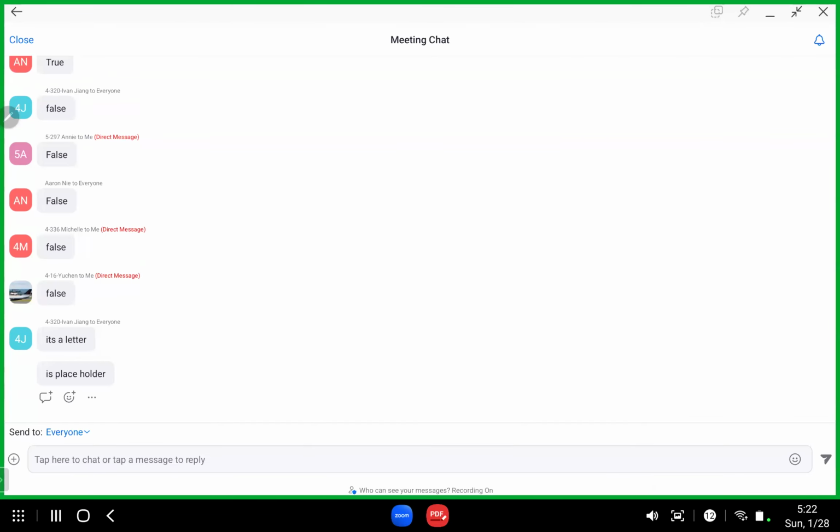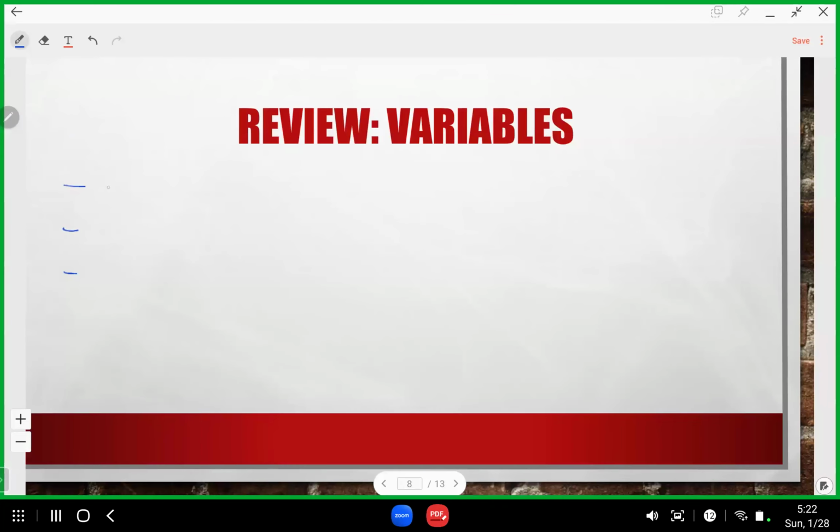So let's see. Yeah, it's a placeholder. Very good. So Ivan says it's a placeholder that stands for an unknown number. Okay, very good. The placeholder for an identity. All right. In fact, it does not have to be a placeholder for an unknown number. It's not required. It can be a placeholder for another variable.